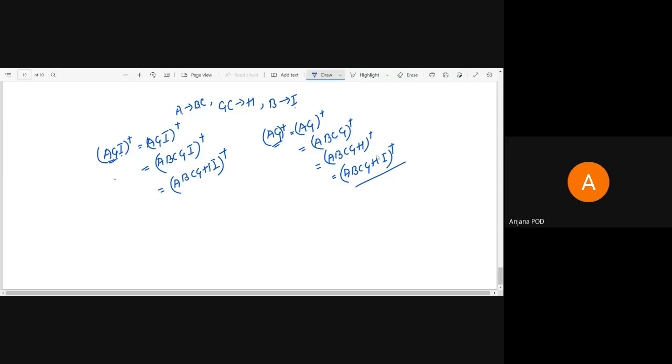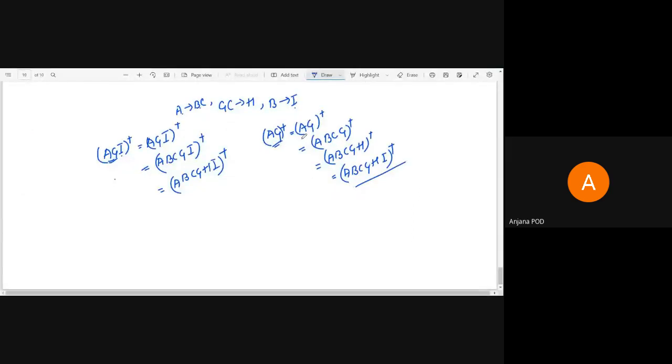So that is why you can't say AGI is a candidate key. So, ma'am, we have to recheck AGI for its subset. If its subset is determining all the attributes, then we can't say that AGI is a candidate key. However, we searched for AG, right? We need to check the other condition, whether AG is a super key or not. Here you can see that AG is determining all the attributes. So since AG is determining all the attributes, we can say that AG is a super key.